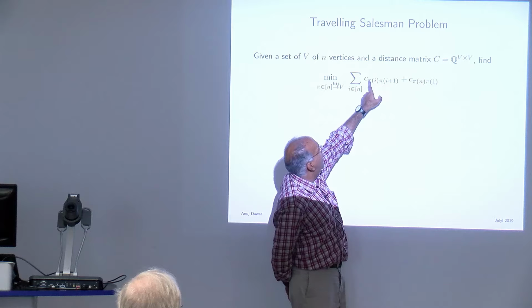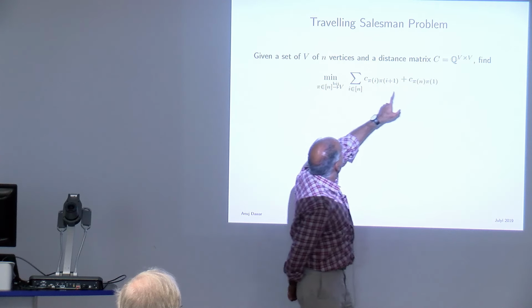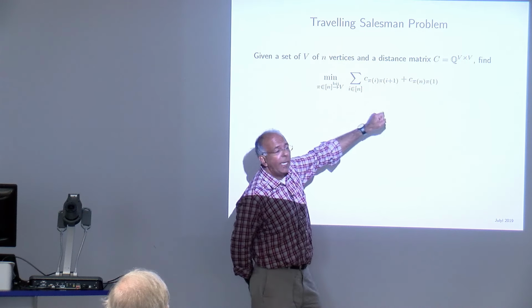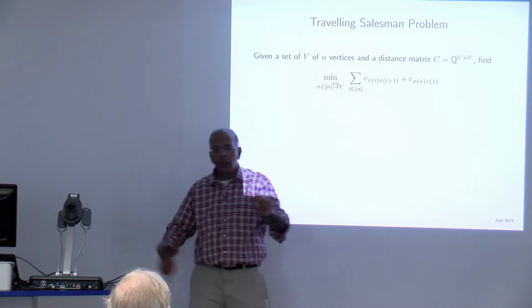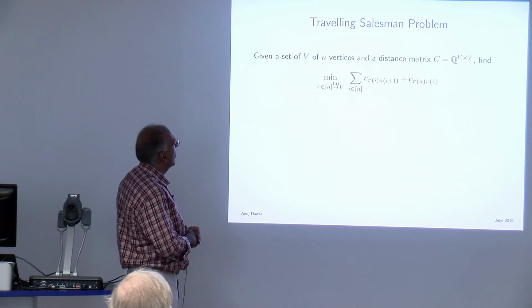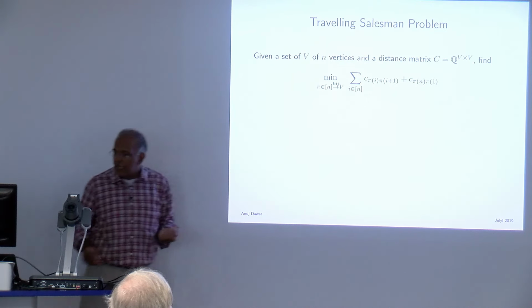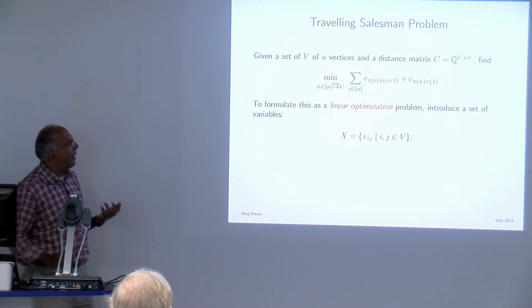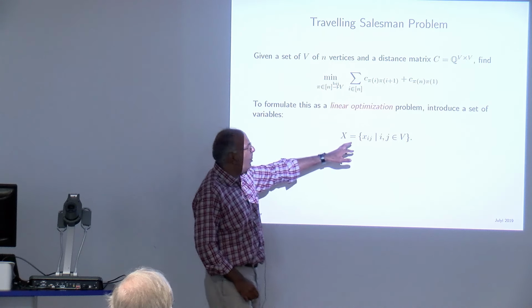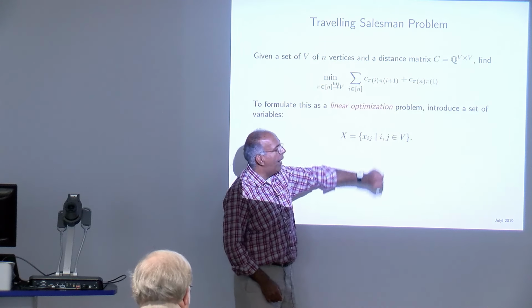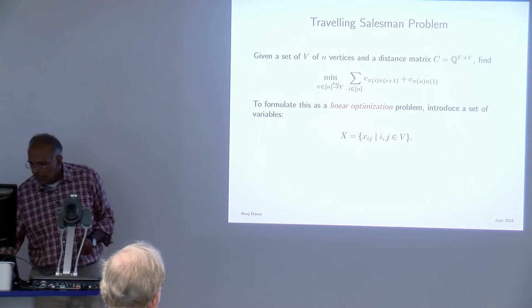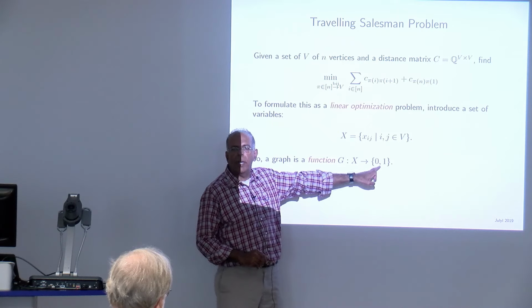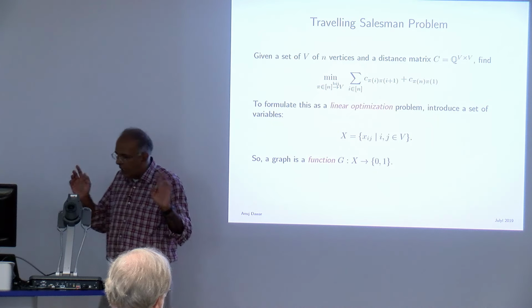And the cost of a tour is the cost, according to this matrix, of going from pi i to pi i plus 1, and then going back at the end to the beginning, summed over all i. So that's just the cost of going around these vertices. That's the traveling salesman problem. To formulate it as a linear optimization problem, let's say we have a variable for every pair of nodes. In other words, we can think of a graph as a function from these variables to 0, 1. It tells you which edges are there or not.